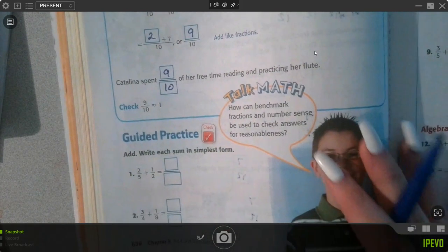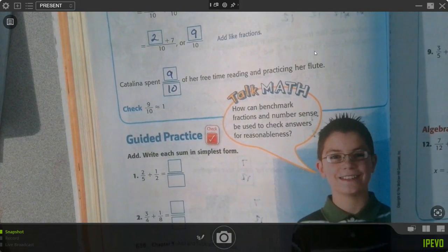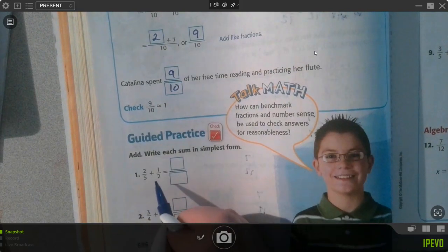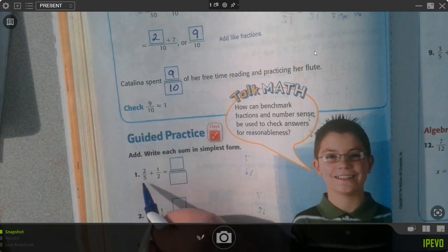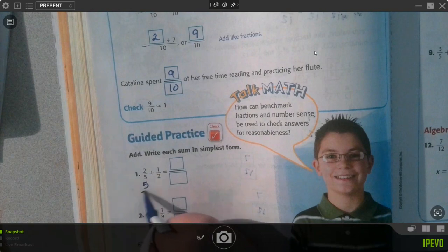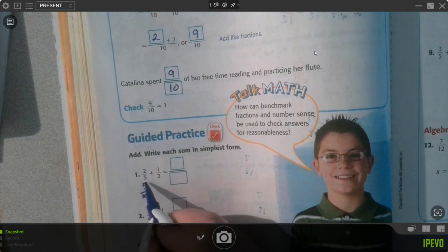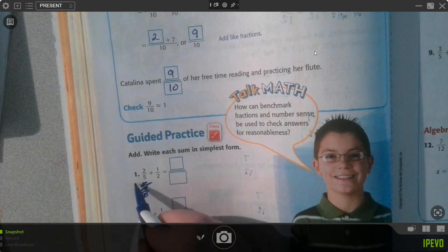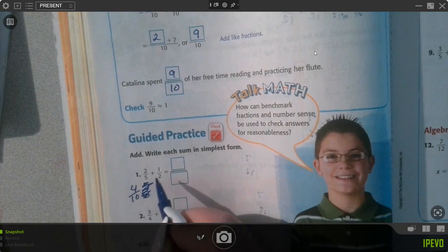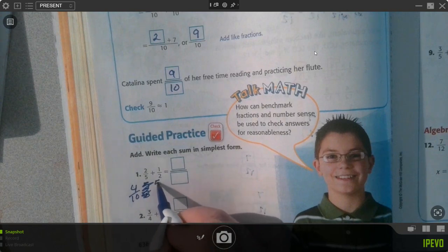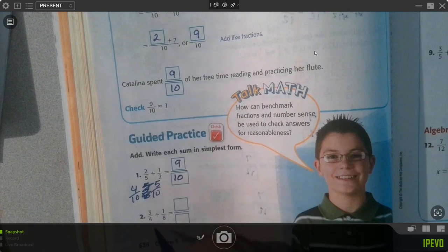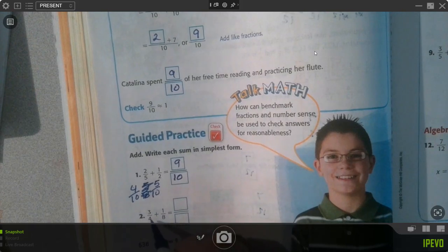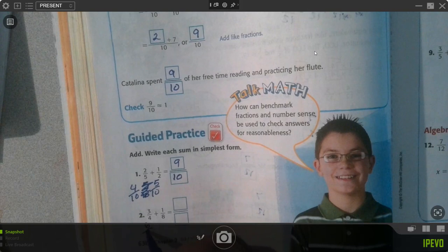And guided practice. Write each sum in simplest form. So we're going to do the equivalent, or the least common denominator, which is 10, which would be 5 over 10 for here. No, it wouldn't. It would be 4 over 10 for here, and then this would be 5 over 10, which equals 9 over 10.